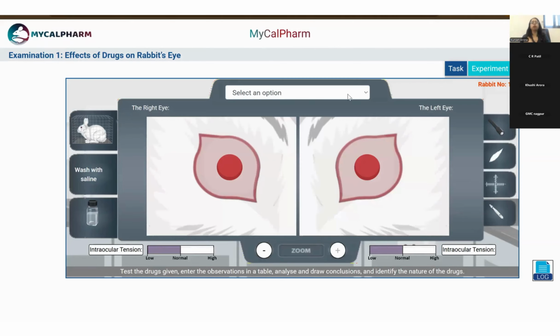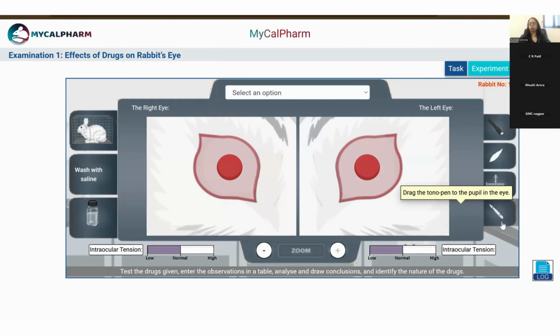In the tutorial mode, the setup is the same. Here you are given the options of all the drugs, which the student will pick up one by one, inject, and see the effect. But since this is the examination mode, all the drug names are unknown, from unknown 1 to unknown 5. They can just pick up any drug and insert it into the right eye or left eye, so that they will get to know the effect of the drug.